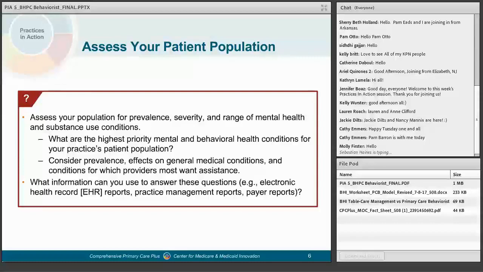Additionally, what are the most prevalent co-occurring behavioral and medical conditions? Which ones do your practitioners desire the most assistance? You may have a sense of what conditions are most prevalent in your practice, but reviewing data available in your EHR and from your payers can provide validation. Shortly, our practice panelists will share what they learned from their patient population assessment.